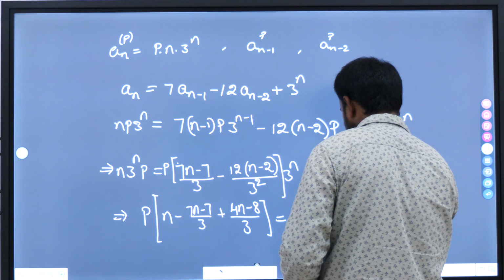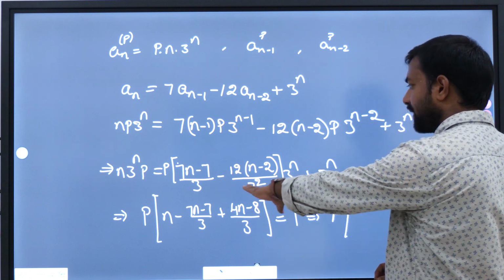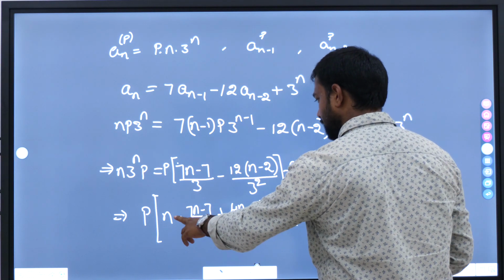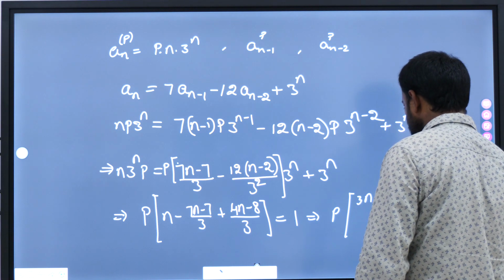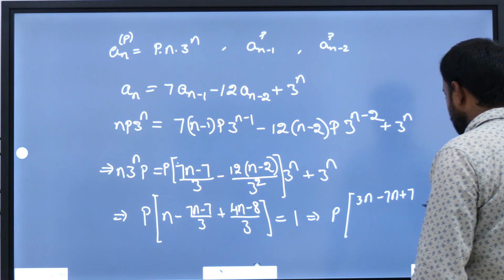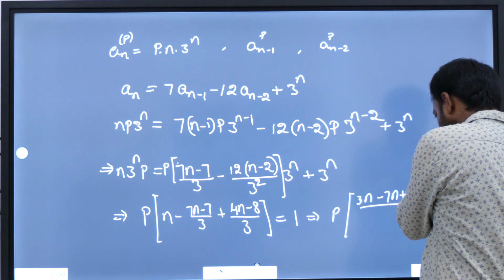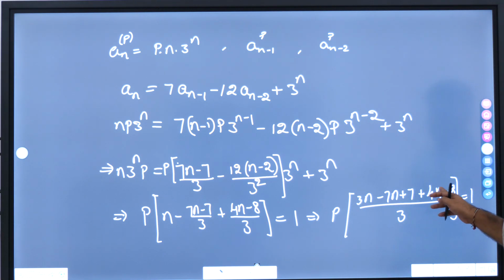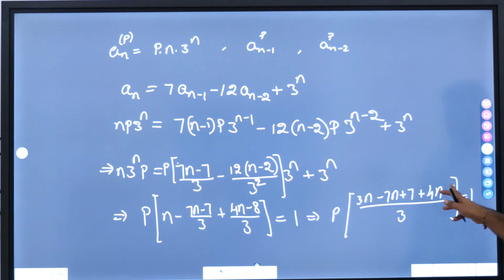So this implies p into, so you take LCM, LCM is 3 and you add the terms, you'll have 3n, n is getting cancelled, right? So because we will have (3n minus 7n plus 7 plus 4n minus 8) by 3 equal to 1. Okay. Now you can see that plus 3n plus 4n minus 7n cancel. So here 7 minus 8, that is minus 1 by 3.